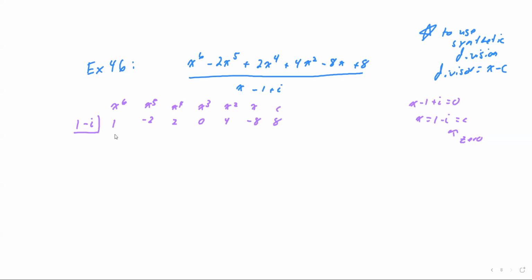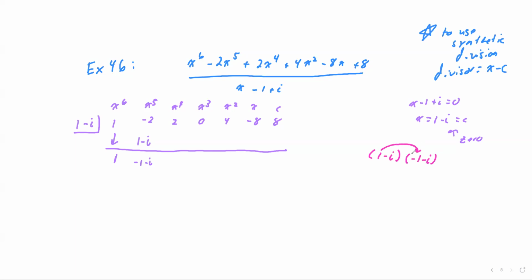Now I'm ready to start the process. So remember, the first step is to drop down that first number and then get the party going. So 1 minus i times 1 is 1 minus i. Negative 2 plus this, I can only combine these like terms. So negative 2 plus 1 would give me a negative 1 minus i. So when I work this out, I'm going to have to do some side work over here. I'm going to do 1 minus i times negative 1 minus i.